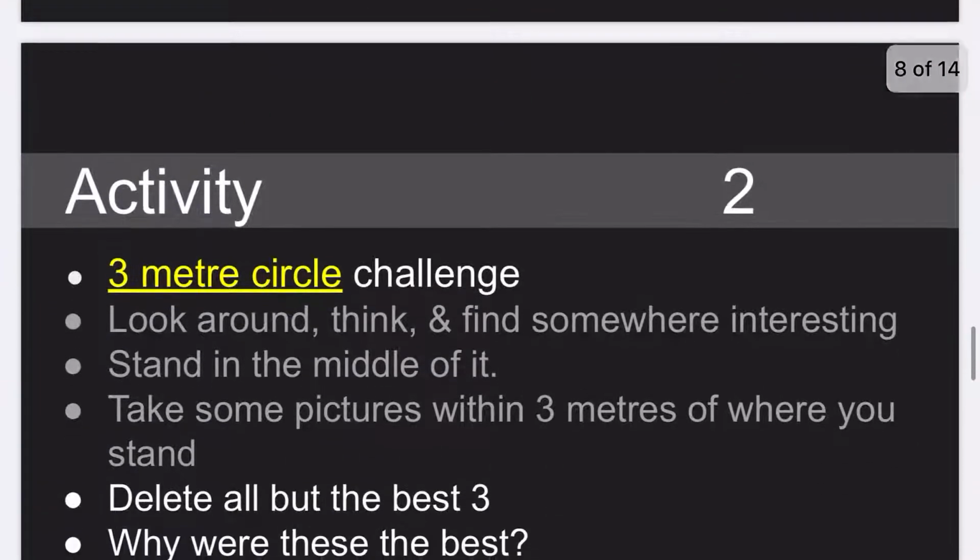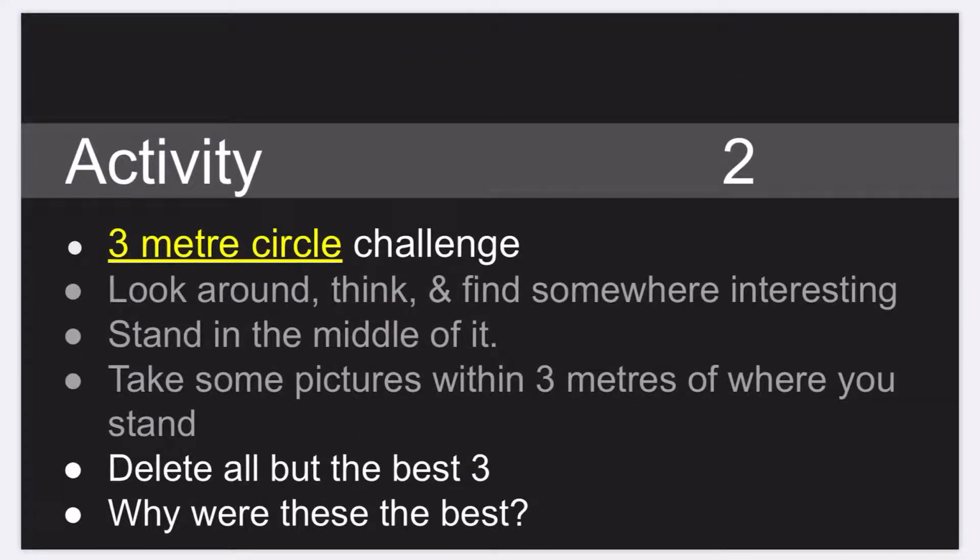Right, second activity. We're going to do the 3-meter circle challenge. So we're going to go out and find a place to stand, the center of your 3-meter circle. Have a look around and see if there's anything interesting, and stand in the middle of it. Then you're going to take some pictures within 3 meters of where you originally stood. So again, you're going to have to think about looking at things, moving around, either getting low down like I did on those pictures, or high up, or to the side, or take some interesting vantage points and see whether they improved your photography. Delete all but the best 3, just keep those, and think to yourself, why were they better? What was I doing to improve my pictures?